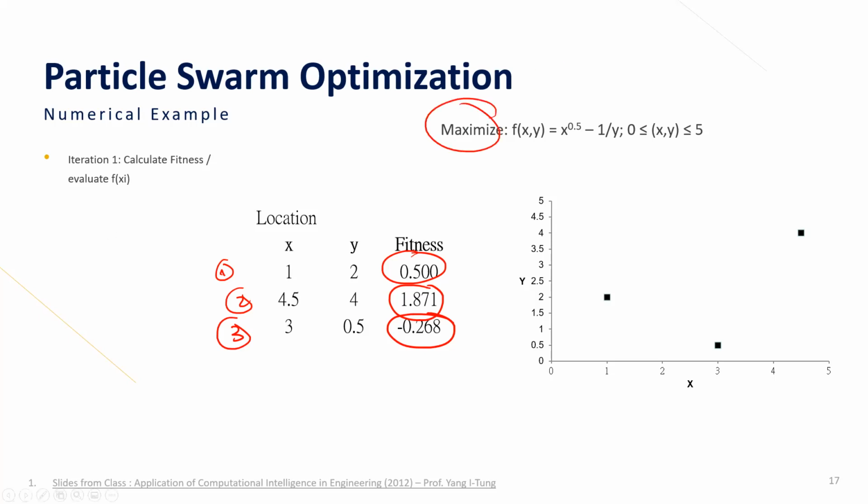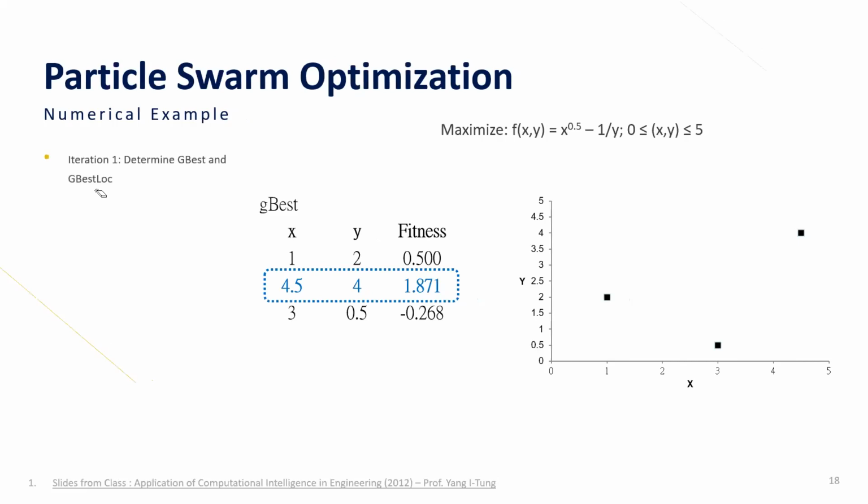Next, you need to determine which one will be the G best, or global best location. Here, for the global best, you want to find the maximum one, right? Even if it is a minimization problem, the global best will be the lowest one. But this one is a maximization problem. So the one that has the maximum fitness function is the second individual, and we will use their position, their location, as the global best location, and their fitness value as the global best value. This one is represented by these dots here.